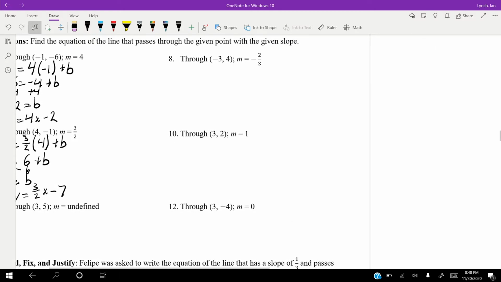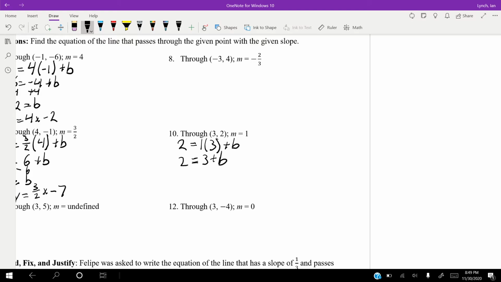And let's just do one more. So if it goes through the point 3, 2, our y value is 2. Our slope is 1. Our x value is 3. And we're adding on b. And again, you guys all know what 1 times 3 is, which is 3 plus b.